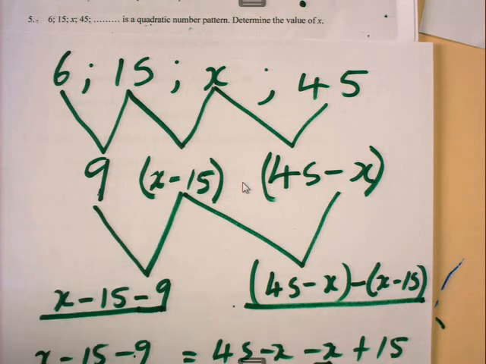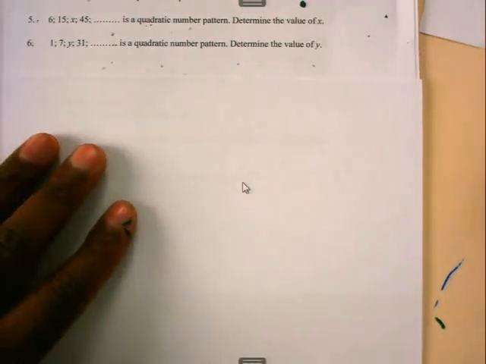Next one. I want you to solve this one. I'm going to give you 3 minutes for this one. Check number 6. For 3 minutes, you've got 1, 7, y, 31. It's a quadratic pattern. Determine the value of y. I'm going to give you about 3 minutes to solve that one.